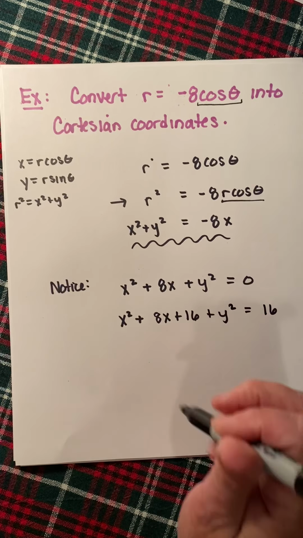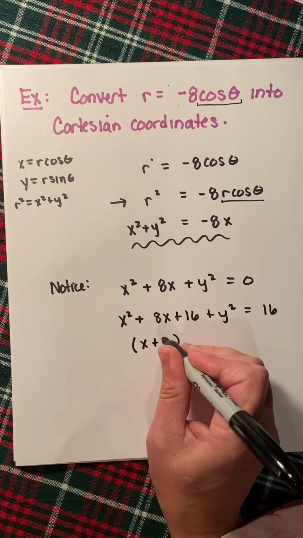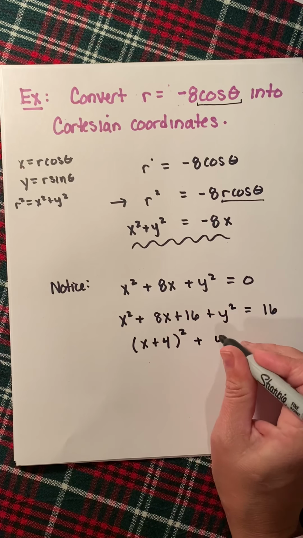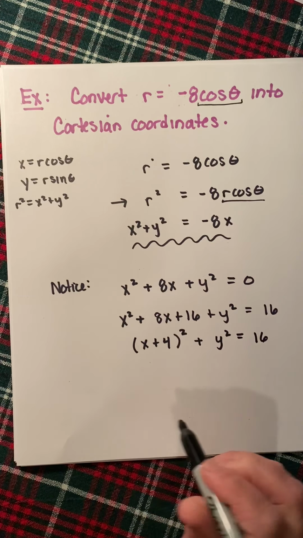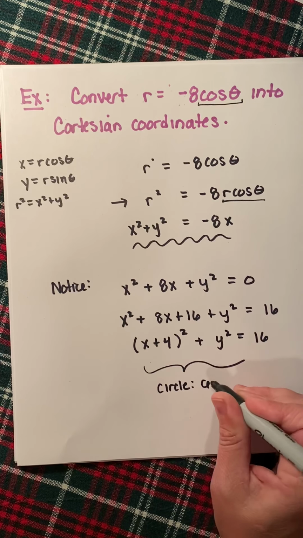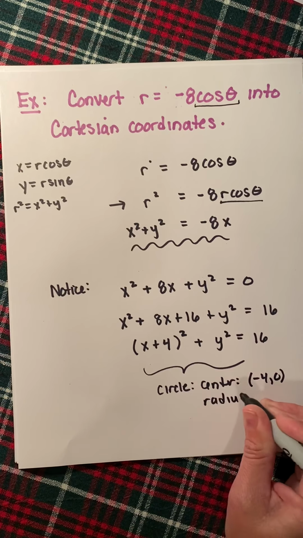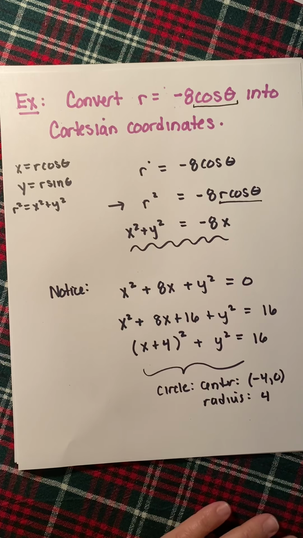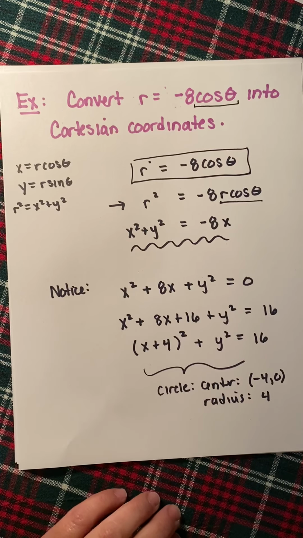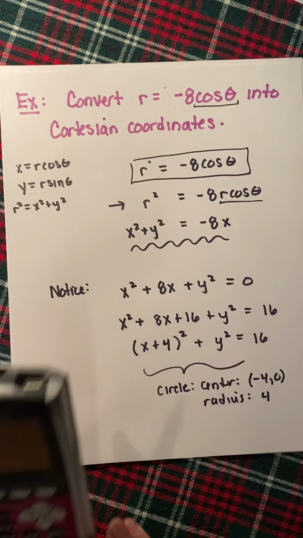Now, why did I add 16 to both sides? Because x squared plus 8x plus 16 is just (x plus 4) squared. So (x plus 4) squared plus y squared equals 16. And you may recognize this. This is just a circle centered at (-4, 0), and the radius is 4. So the equation r equals -8 cosine theta is just the circle (x plus 4) squared plus y squared equals 16. And I know this one will pop up nicely.